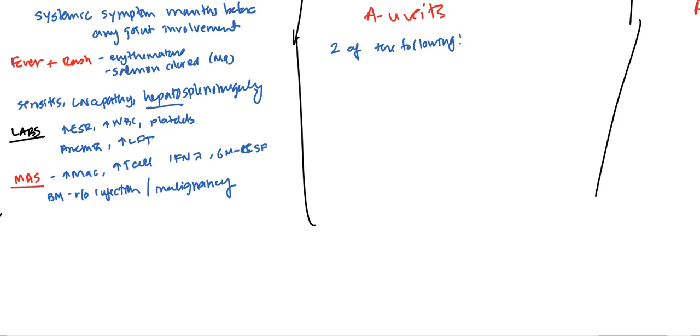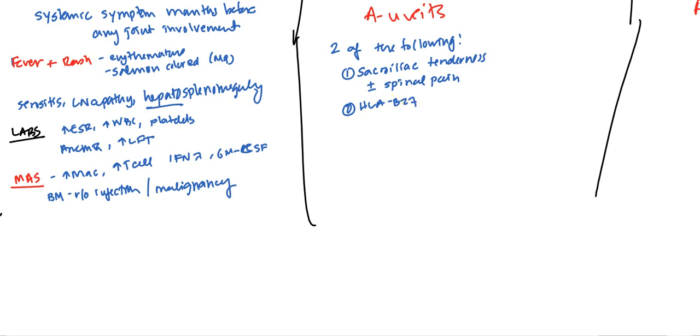So we'll go through this. One, they have to have sacroiliac tenderness or spinal pain, plus or minus spinal pain. This is not very specific, but it is one of the things you want to look for. The second thing is their HLA B27 positive.